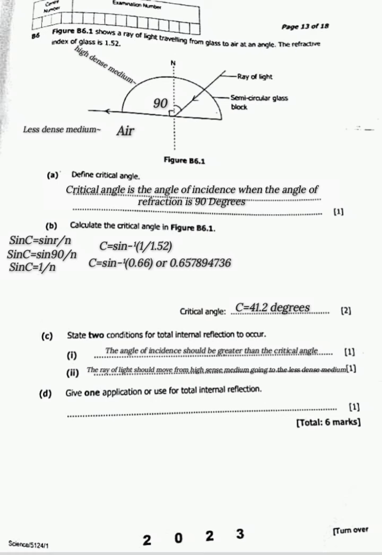Okay, so those are the answers for question C. So let me repeat. I'm saying the angle of incidence should be greater than the critical angle. Then the last one I'm saying the ray should move from high dense medium going to less dense medium. Then the last one, which is question D, is saying give one application or use for total internal reflection. So here I'm going to say total internal reflection is used in optical illusion, or I may say optical cables. The last one I can say, total internal reflection is used in optical mileage. Okay, so that was the last one.